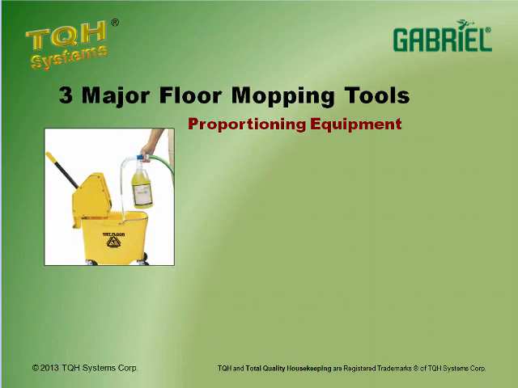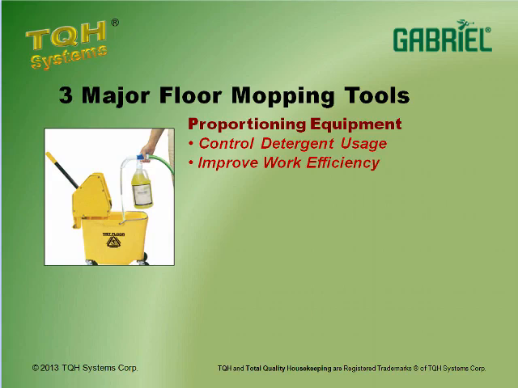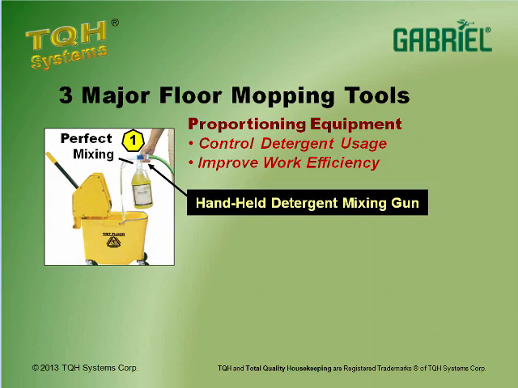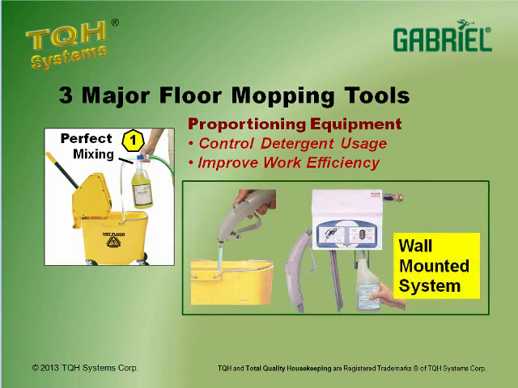In floor mopping, there's three major tools. You have the proportioning gun. You can have it in a hand form, or you can have the wall mounts. Either one, they measure perfectly so that you don't get any waste. It's not as much the waste sometimes, it's that if you overuse a detergent, it puts a higher workload in front of you because there's a challenge to get that detergent off the surface. Use a TQH certified detergent at the mixing levels on the label. Follow that and you'll have no problem.